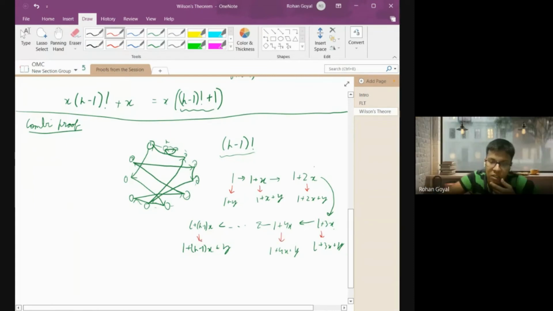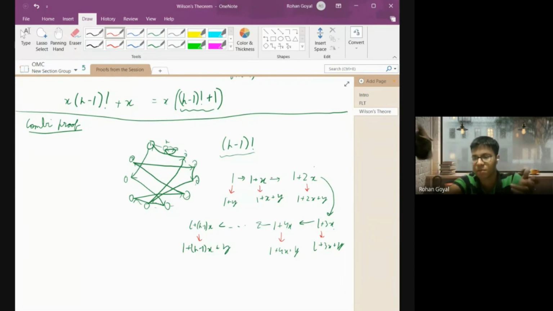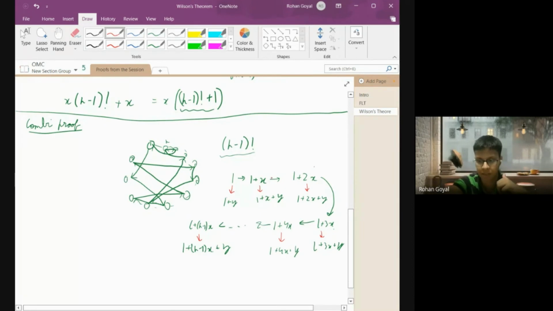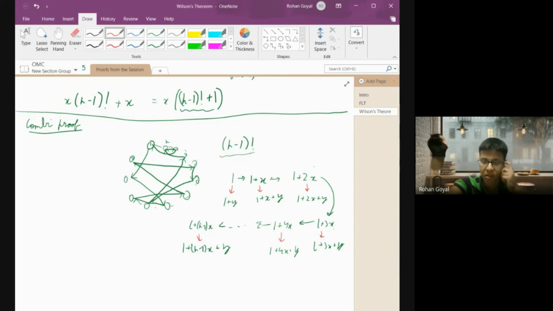See, I said that it does not change under rotation. So if 1 had an edge to 1 plus y, and I rotate so that 1 goes to 1 plus x, then 1 plus y goes to 1 plus x plus y. So that must still be an edge, and if that is still an edge, it was also there in the previous graph. So 1 plus x to 1 plus x plus y was an edge. So I've gotten all edges this way by saying that all edges are of equal length.